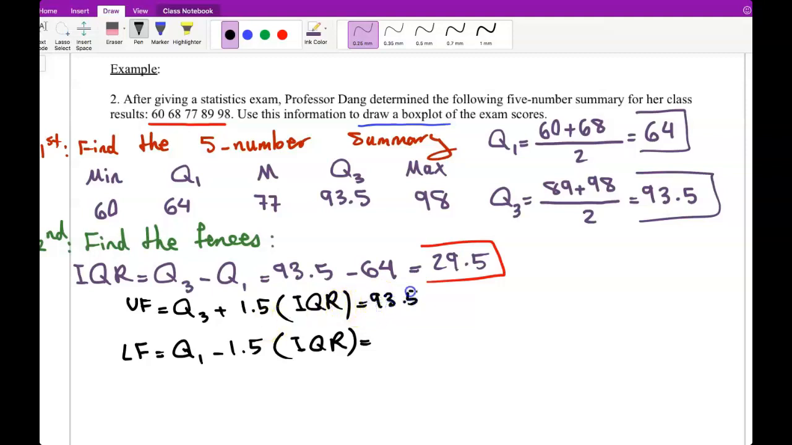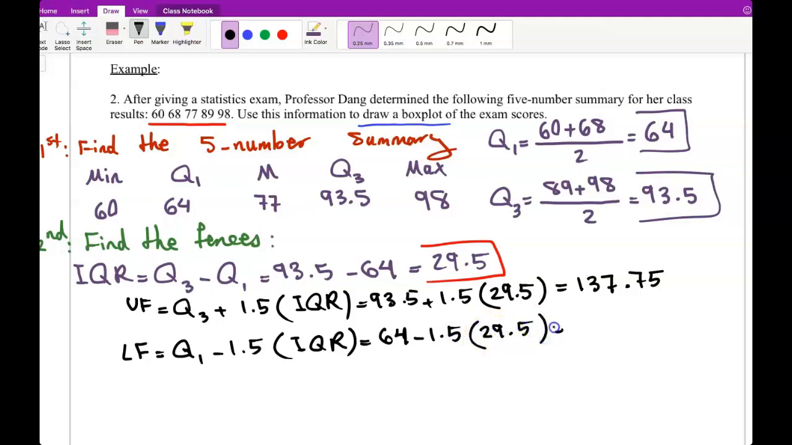Q3 93.5 plus 1.5 multiplied by interquartile range is 29.5. First multiply these two. So you should follow order of operation. We have multiplication first and then we have addition. So multiply and then add. The answer is 137.75. Now lower fence, 64 minus 1.5 multiplied by interquartile range. So that is 19.75.